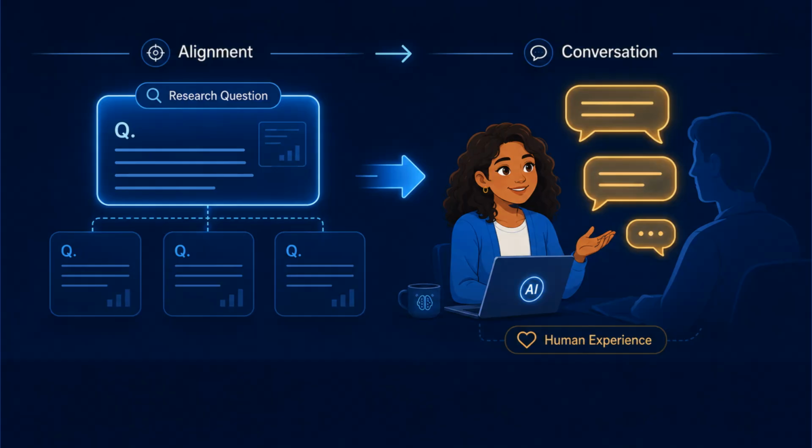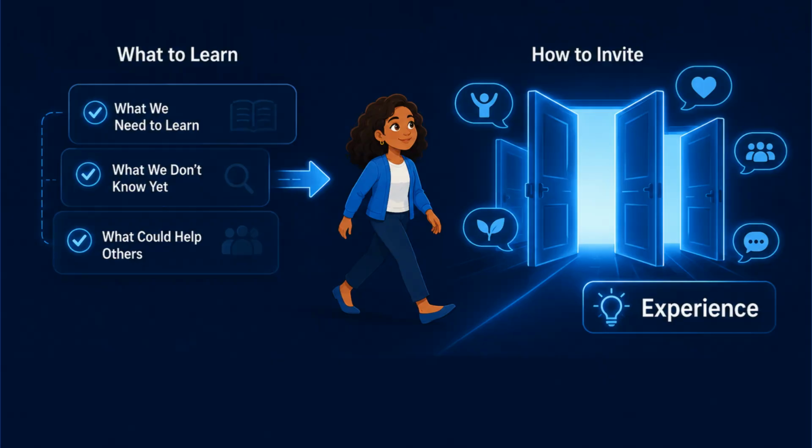Turning sub-questions into interview questions is where alignment becomes conversation. You are still protecting the research question, but now you are speaking in a way that invites human experience. You are no longer deciding what the interview needs to learn. You did that with sub-questions. Now you are deciding how to invite participants into the experiences that can help you learn it.